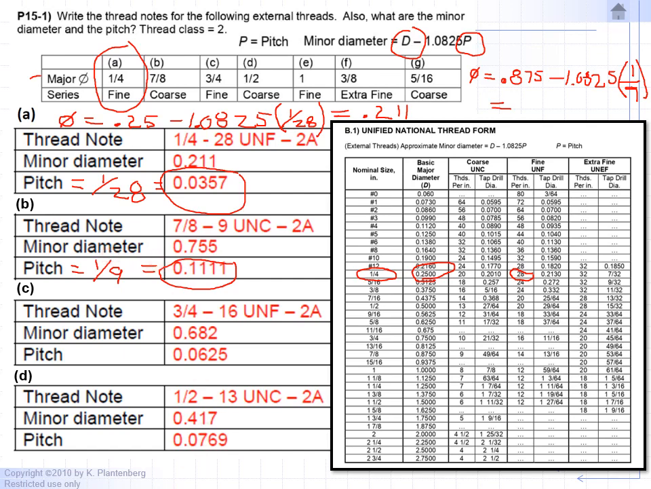So that is 0.755. You can round off if you like. I'll leave that up to you. That's how you do the second problem. And just do the same thing for the rest of the handout.